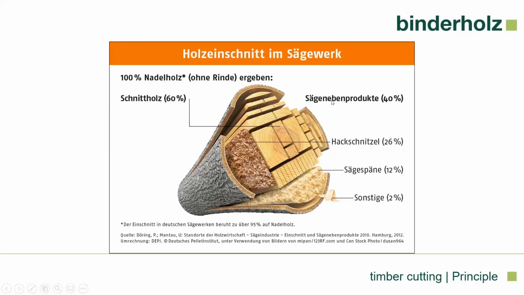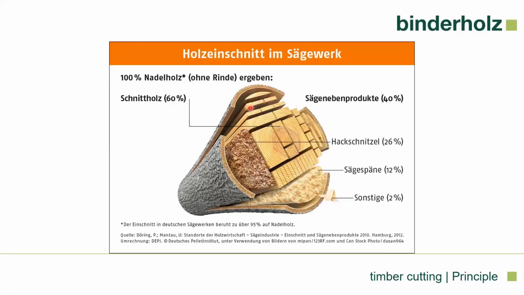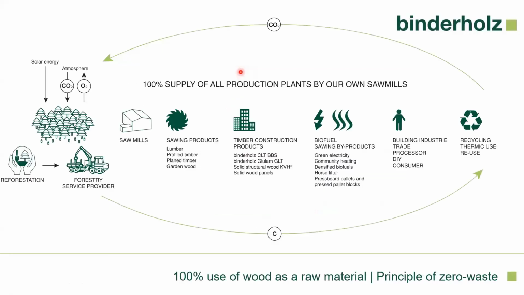As we can see on the picture, typically CLT would probably be one of those boards, and glulam one of those boards, depending a little bit on the section. So you do not cut out 100% of a tree as just CLT or just glulam. And that's also how our company is structured. We as a company are structured to use 100% of the raw material.